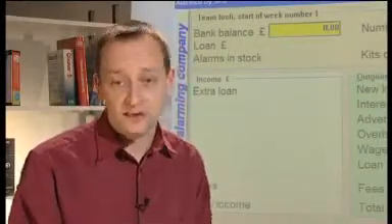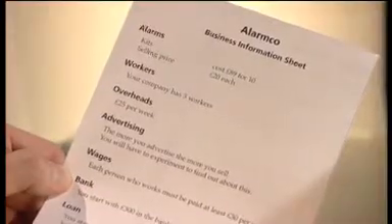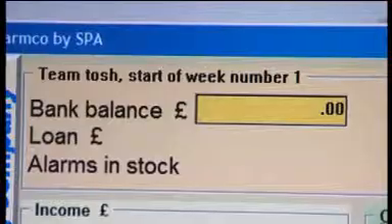With Alarmco, you are completing a weekly budget sheet for an alarm selling company. You have complete control over employees' wages and the entire budget. Now, the programme doesn't calculate any of the values for you. You have to do this yourself using the information provided on the business information sheet. Now, I'm running it in its easy mode here just to show you, and we start with £300.